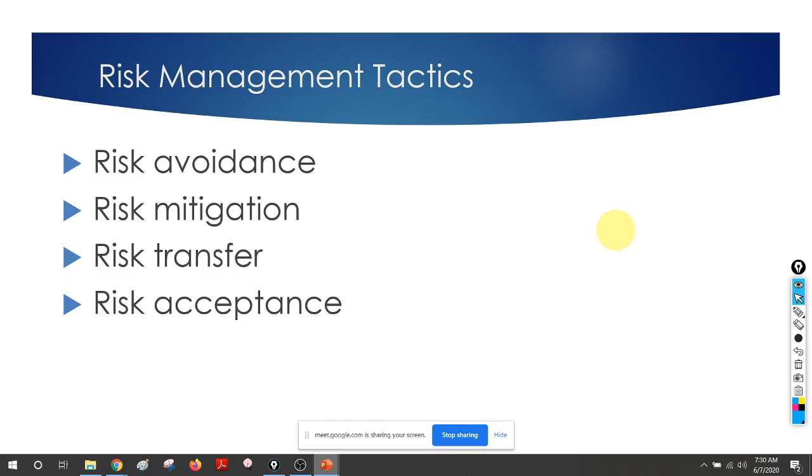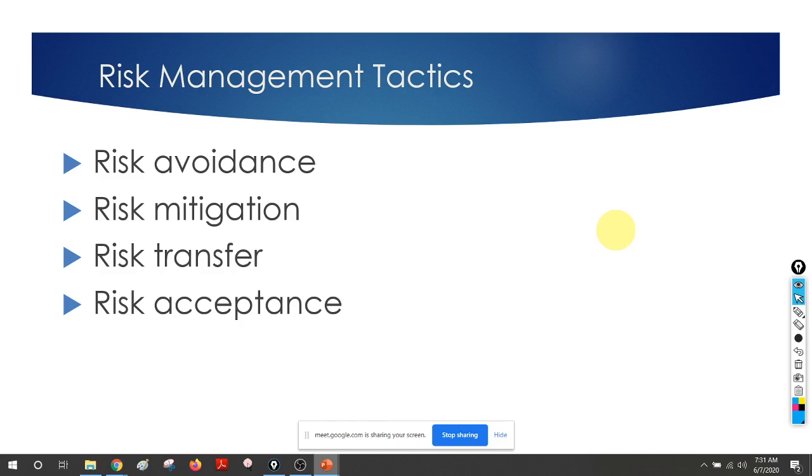Mitigation means we try to minimize the risk. We may not be able to 100% avoid it, but at least we want to minimize it. So that is called risk mitigation. Most of the time it's very difficult to avoid the risk, so what we try to do is mitigate the risk. Then we have the risk transfer.